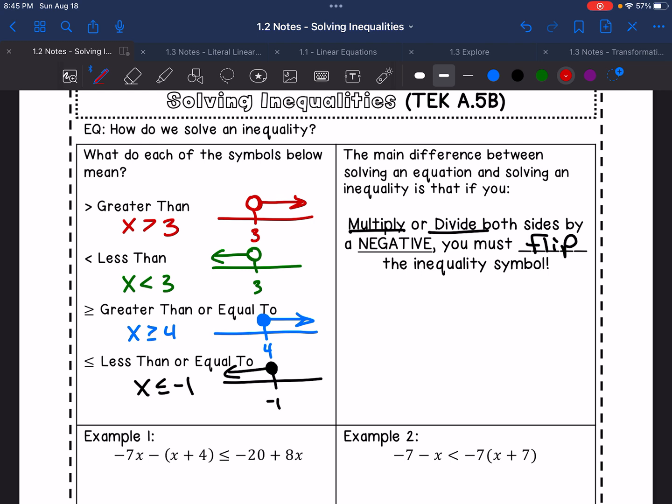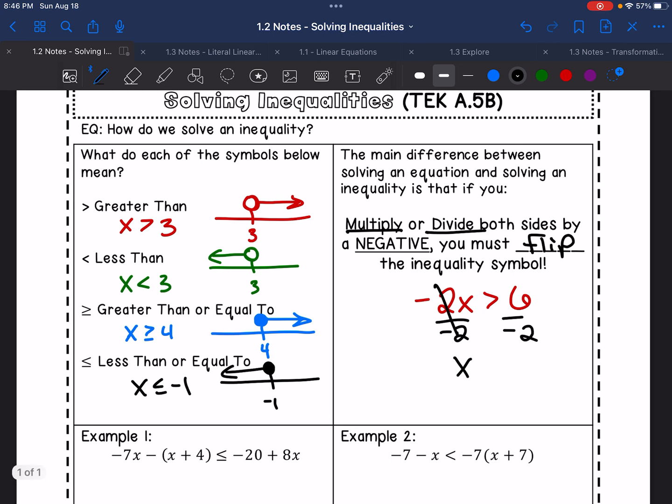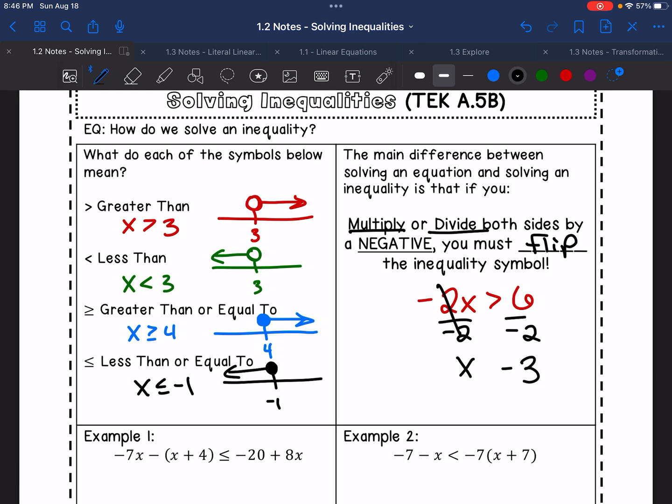Let's say I was working through my problem and I had gotten to the step where I had -2x is greater than 6. My next step would be to divide both sides by -2 to get x by itself because I want to cancel out those -2's. That would leave me with just an x on the left. And then we know that 6 divided by -2 is -3. But now the inequality sign needs to flip over because we divided by a negative. So dividing by a negative makes that inequality sign flip, and it would be x is less than -3.